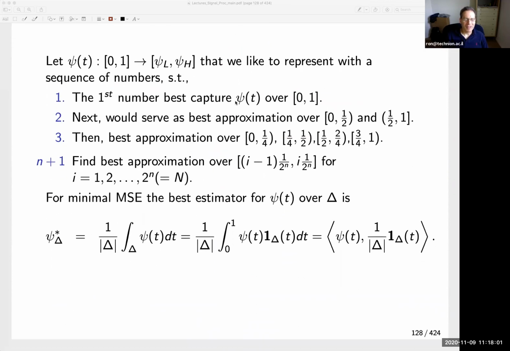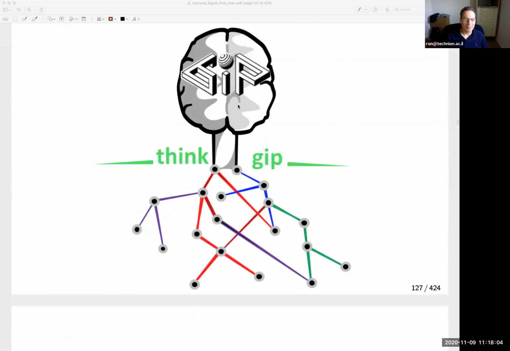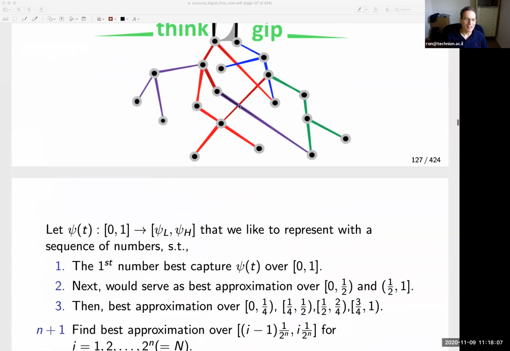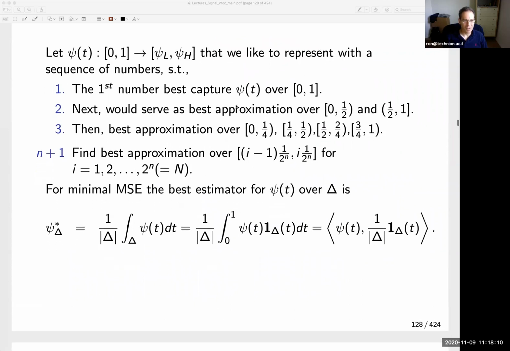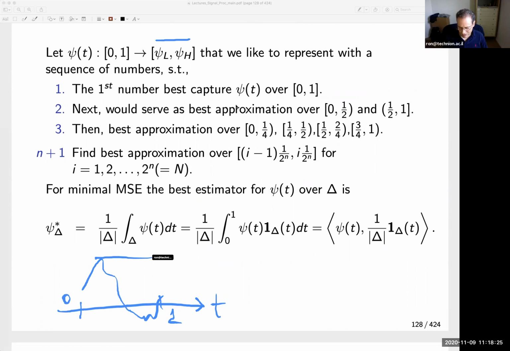Now, remember that we are at the point where we would like to represent a given function, and all we know about this function is not much. All we know is the range of values that it is getting, and the fact that it is a mapping defined on 0 and 1. Okay, so it gets some values. This one would be the highest, and that one would be the lowest. And this is what I know about the signal. And as we already said, we know that the best number to capture this function between 0 and 1 would be the average. Okay, so this would be the first one.